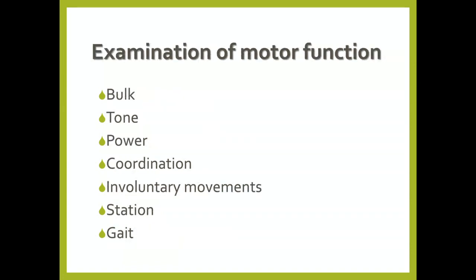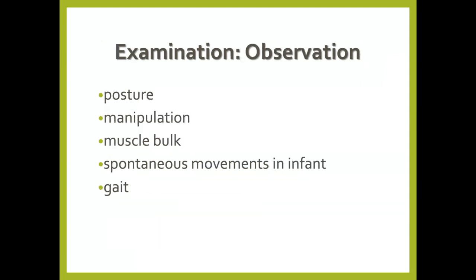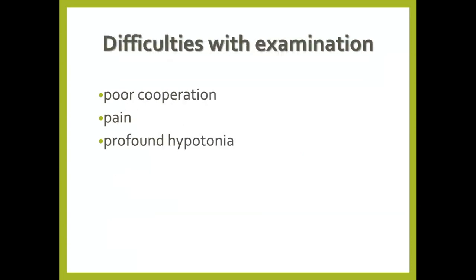Good. All right, so in terms of the motor system, we look at bulk, tone, power, coordination, the presence of any involuntary movements, the child's station, meaning what they look like standing, and also their gait. And as we said, observation is very important, looking at posture, how they manipulate objects, the muscle bulk, spontaneous movements, and the child's gait. And as you have brought up, there are difficulties with the examination if they can't cooperate, if there's pain, or there's profound hypotonia.